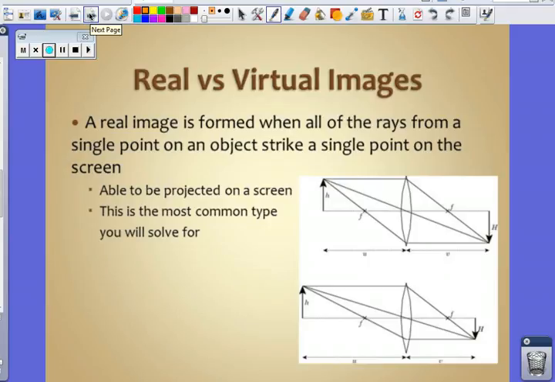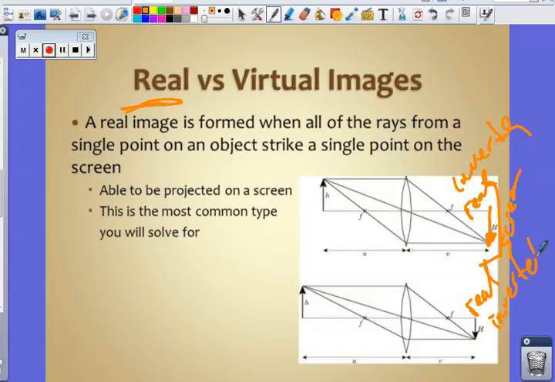We get 2 different types of images in our business. We get a real image and we get a virtual image. A real image is formed when all the rays come from a single point on one side, converge to a single point on the other side. I can put a screen right here, and there will be an image there. These focal lines come together. This is real. We are inverted. Real images are where the rays converge, and you can actually put a screen there and see something.